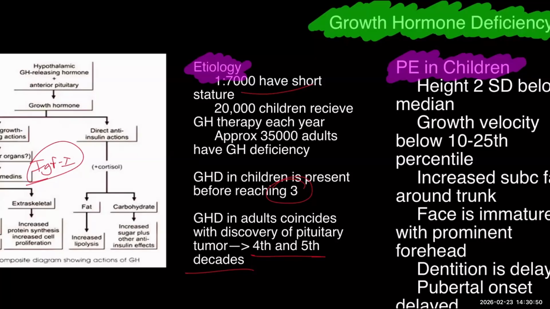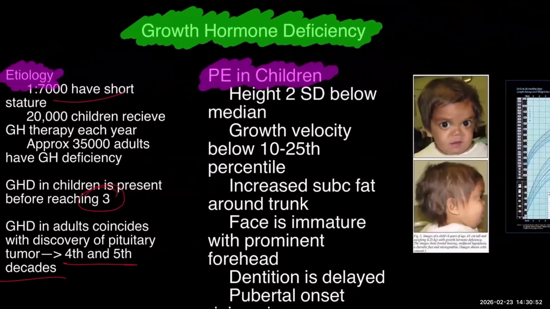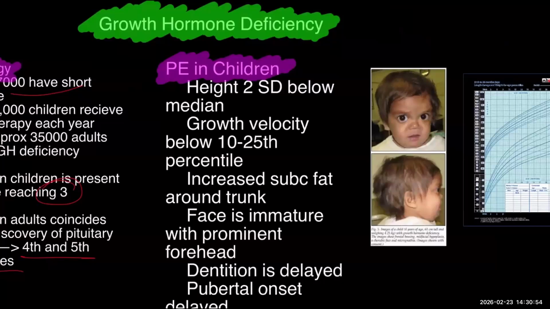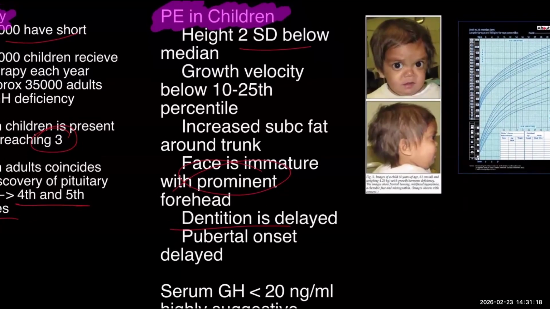In children, on physical exam, height is 2 standard deviations below the median, with growth velocities below the 10th and 25th percentile. So we'll go through the growth chart in a second. They're going to have increased subcutaneous fat around the trunk. The face becomes immature, with a prominent forehead. Dentition is delayed. Puberty is delayed.